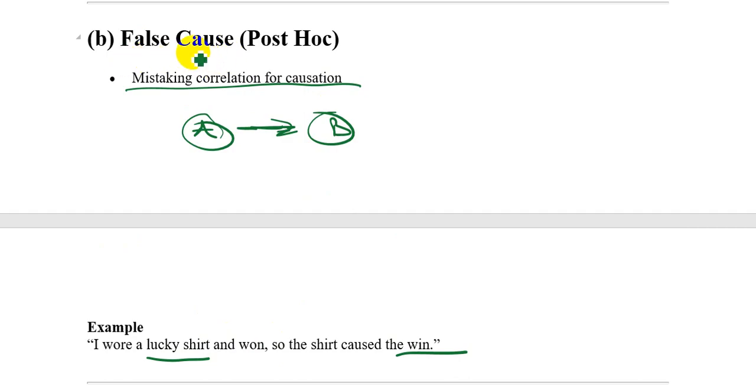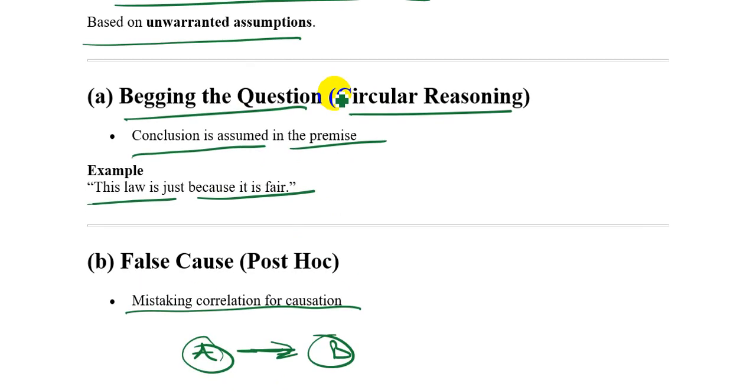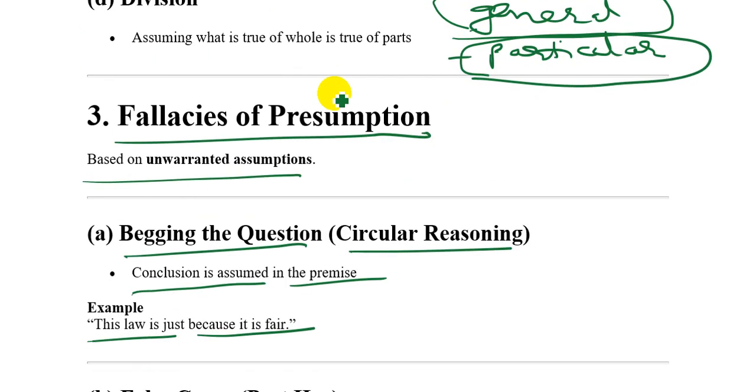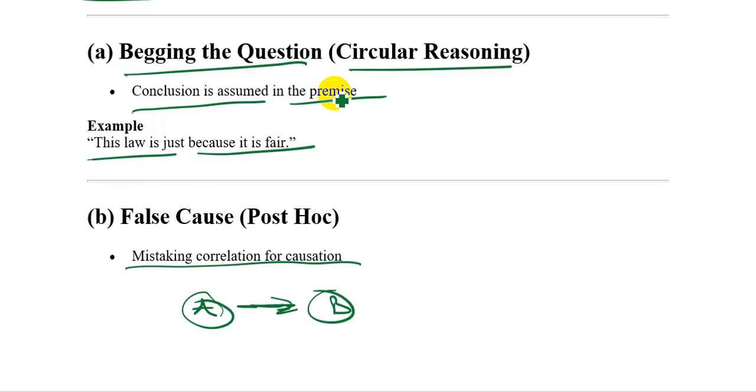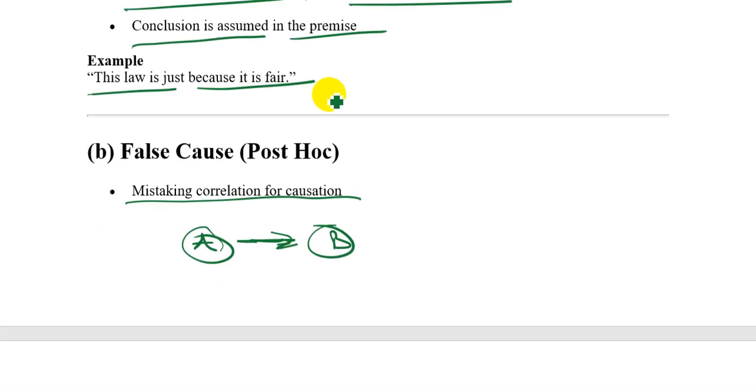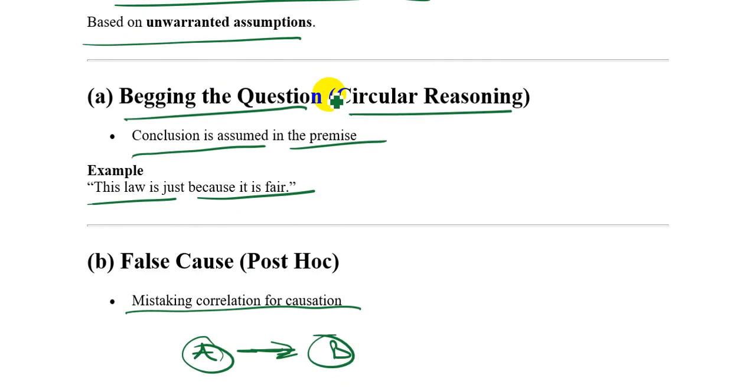The cause is false. In fallacies of presumption, begging the question is first, that is circular reasoning. Second is false cause. Both are important. They both come in the exams.